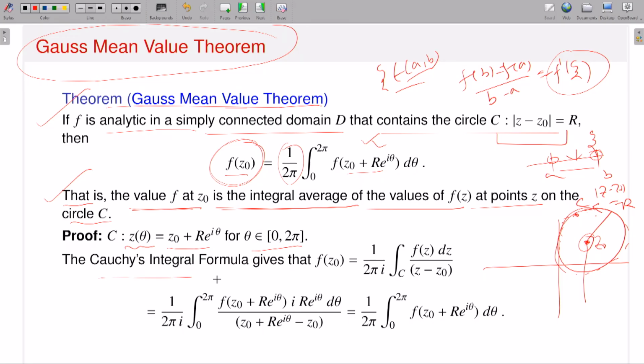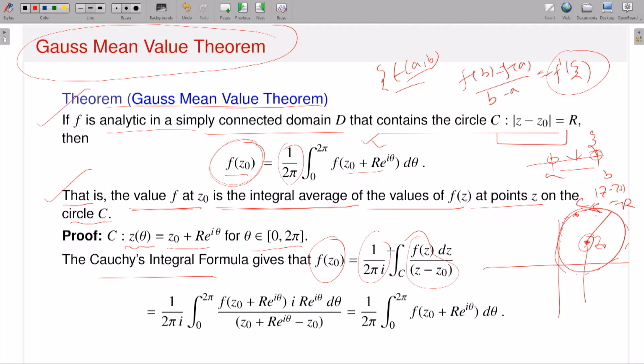But now what is Cauchy's integral formula? The value of the function at z naught, this is my z naught, and this is my contour C, is 1 by twice pi I times the integral over C of f of z divided by z minus z naught dz. So I can get the value of the function at z naught by the contour integration of the integrand f of z divided by z minus z naught.